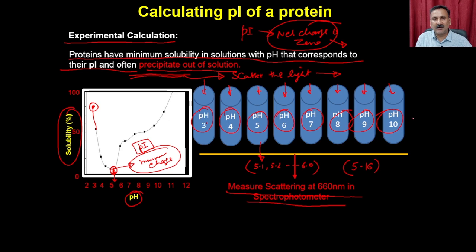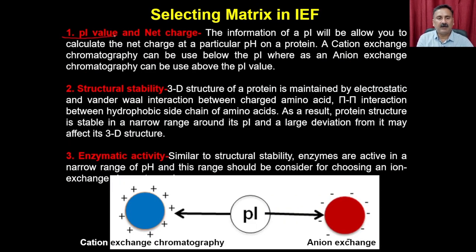So that's the way you have to do it, right? Initially, you have to start with the broader range. When you see that the precipitate is maximum between 5 and 6, then you can prepare buffers at finer steps, and you will know that at 5.16 the precipitate is maximum. This means this is going to be the pI value of this particular protein. Now, once you know the pI value, you can use that for selecting the matrix. So the pI value and net charge: the pI value allows you to calculate the net charge at a particular pH. Cation exchange chromatography can be used below the pI value, and anion exchange chromatography can be used above.